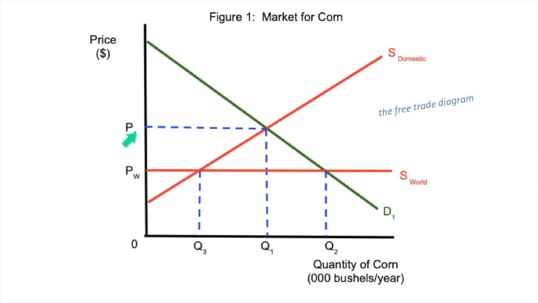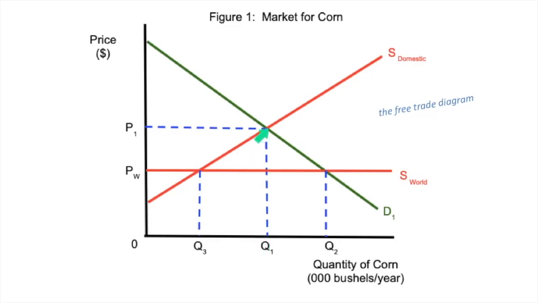So where does the story begin? Well, I'll tell you where the story begins. The same place it always does, in the beginning, right? Let's say this is the market for corn in Germany, okay? So in Germany, there's a domestic market for corn. It's operating at P1, Q1, yeah?